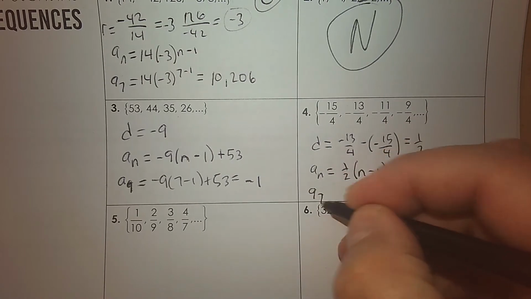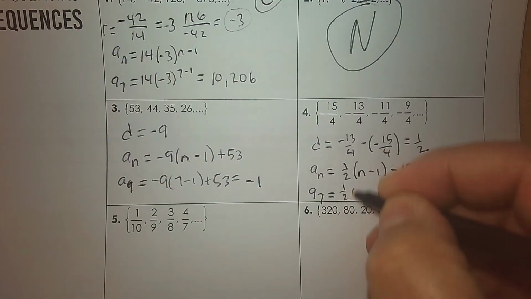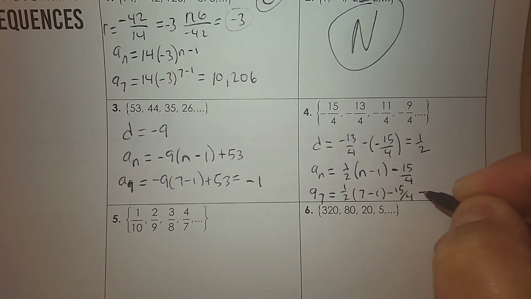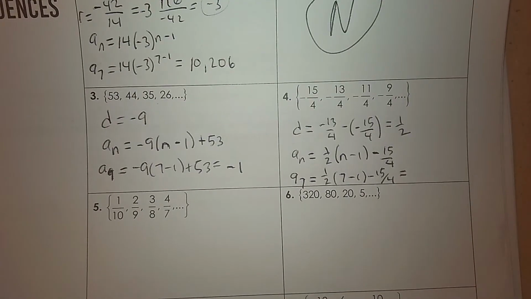I'll ask somebody else for that answer. So plug in 7 for n. Again, it's okay to use your calculator. And it's okay if you decided you want the answer to be a decimal. If you decided you want the answer to be a fraction, it's okay. As long as they are the same, you get full credit.